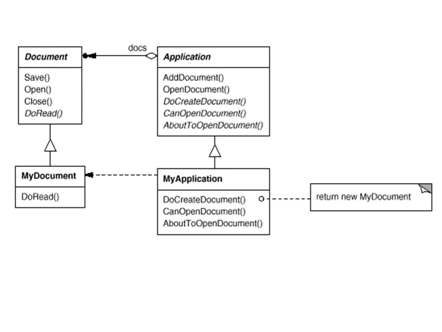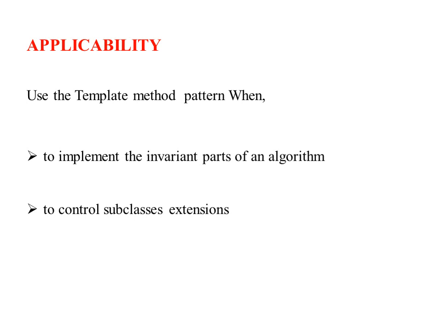So next, coming to the next template, applicability: where the pattern is applied, where the template method pattern is applied. So there are two ways we apply the pattern. Here, when we want to implement the invariant parts of an algorithm, and when used to control subclass extensions. So in these two ways, the template method pattern will be applied. The first one is to implement the invariant parts of an algorithm.